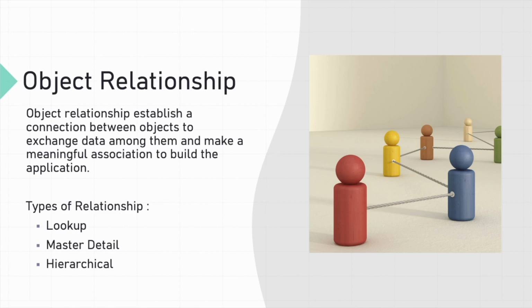And third is the hierarchical. Hierarchical is a special type of relationship that only exists on the user object. It is usually used to associate the user with their managers, and their managers' managers, like that. So mostly we will use lookup and master-detail in Salesforce. Now let's do some examples in Salesforce and see how things work.